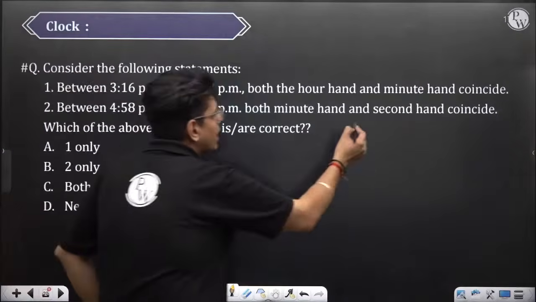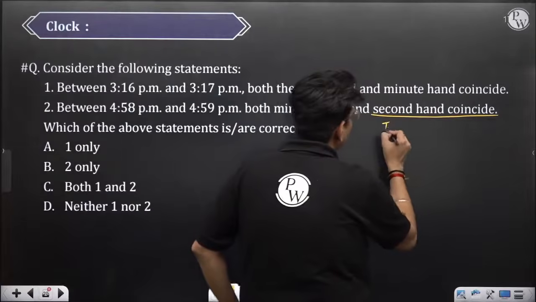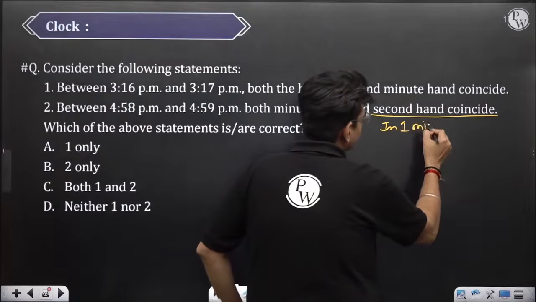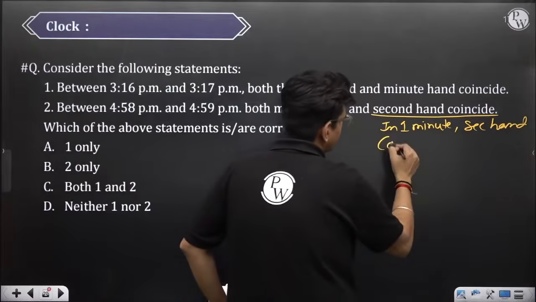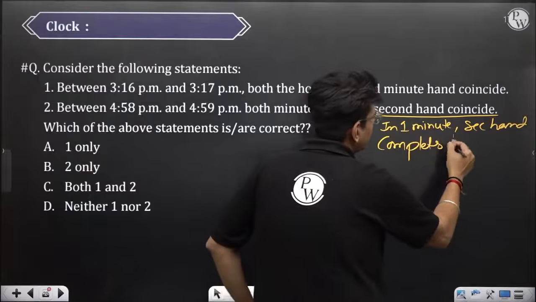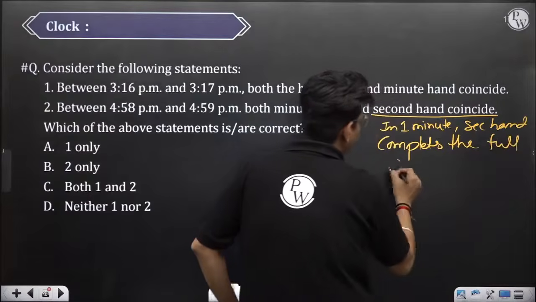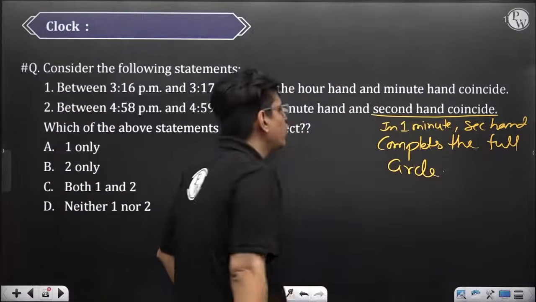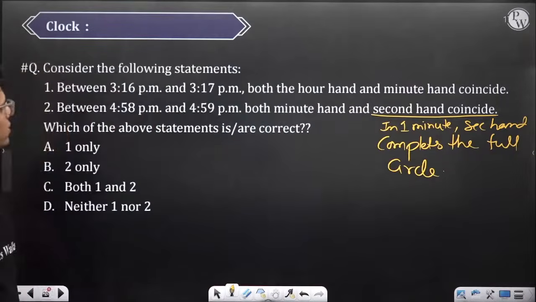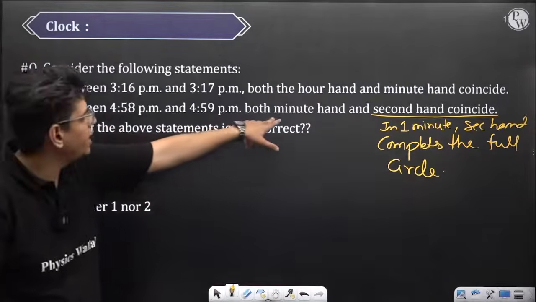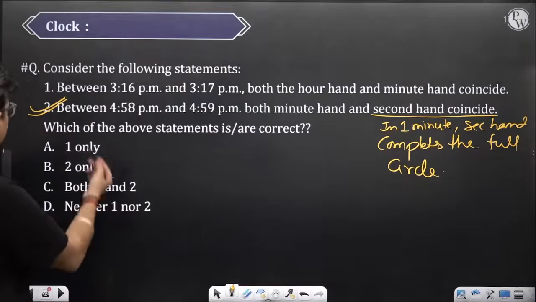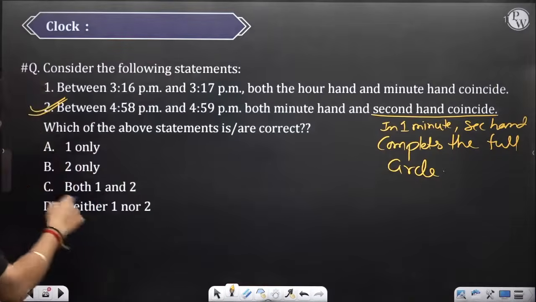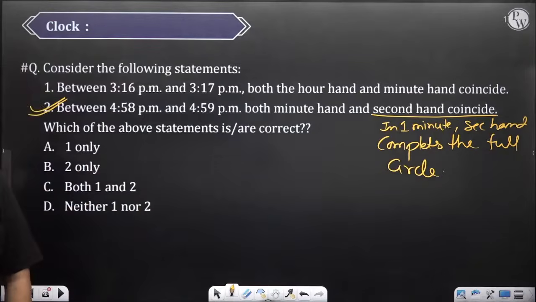In 1 minute, the second hand completes the full circle. So it will surely coincide with the minute hand once in a minute. So this is correct, right? So first of all, we can eliminate this option, right? Now let's check the first option.